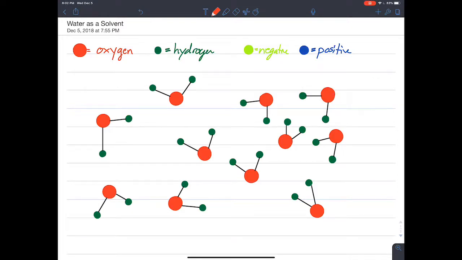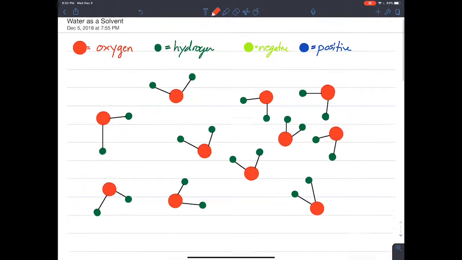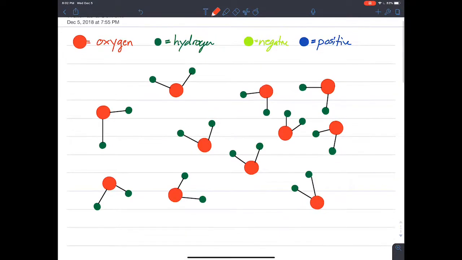But I do want to touch on the idea of water as a solvent. So here I have drawn out a bunch of water molecules. Now, normally hydrogen is not green, but I wanted to go Christmas themed. So oxygen is usually red in models and representations, so I left it like that. So we have all these water molecules here.